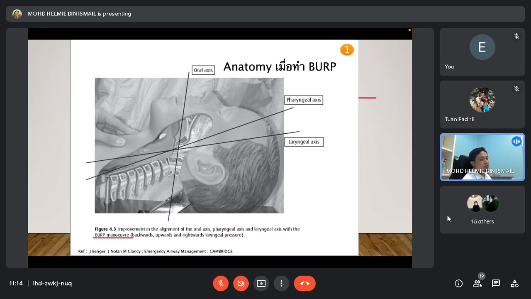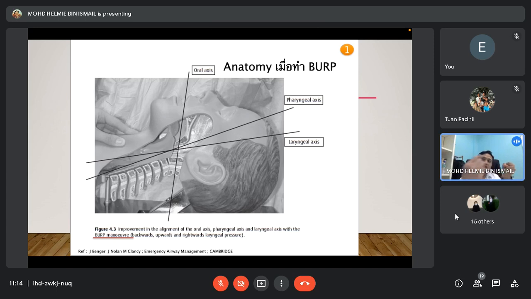Sometimes you need to do it bimanually. Bimanually maksudnya the operator, yang orang yang nak intubate tu, dia pegang laryngoscope on the left hand, and then the right hand you try to do the BURP maneuver until you nicely see dia punya vocal cord.